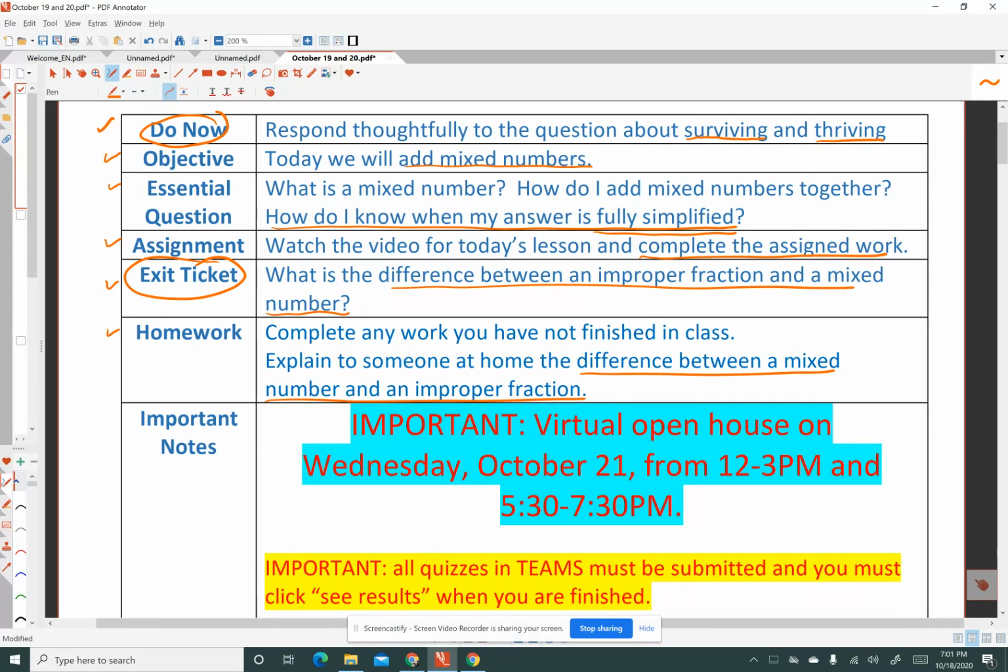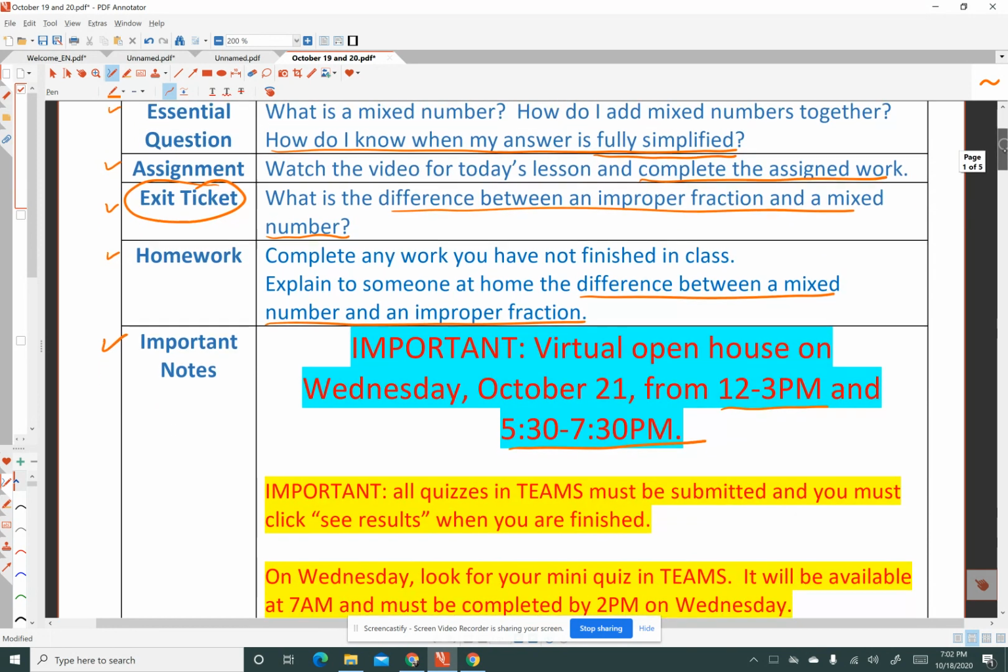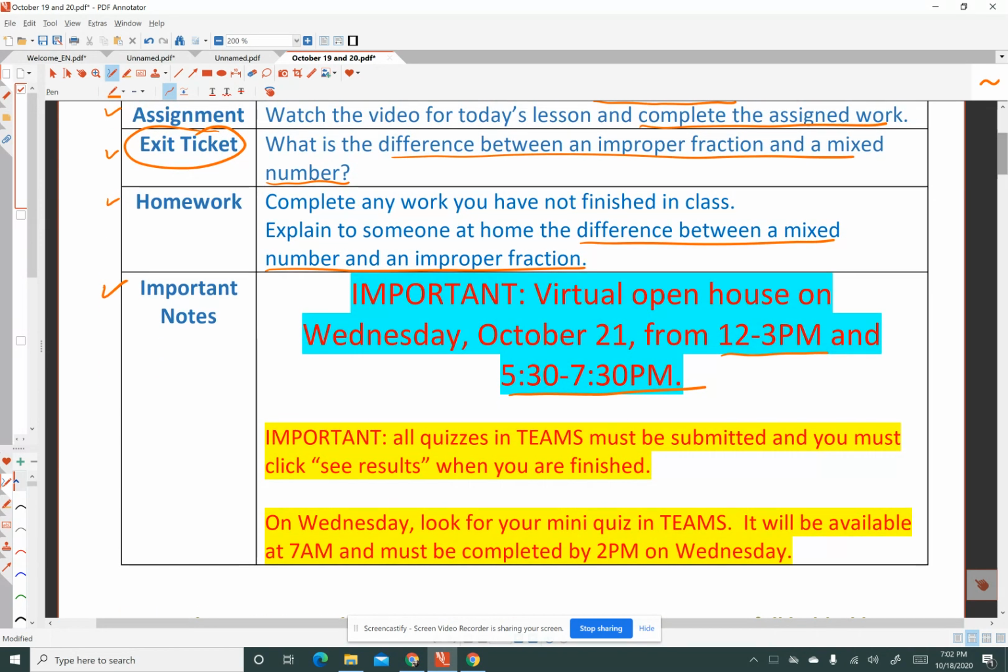I want to remind you that we have our virtual open house on Wednesday from 12 to 3 and from 5:30 to 7:30 p.m. So parents and families will not come to the school, but we will have a Zoom experience for you. Remember, when you do your quizzes or other assignments in Teams, you have to click See Results, and that will submit the work to me so I can see what you've done.